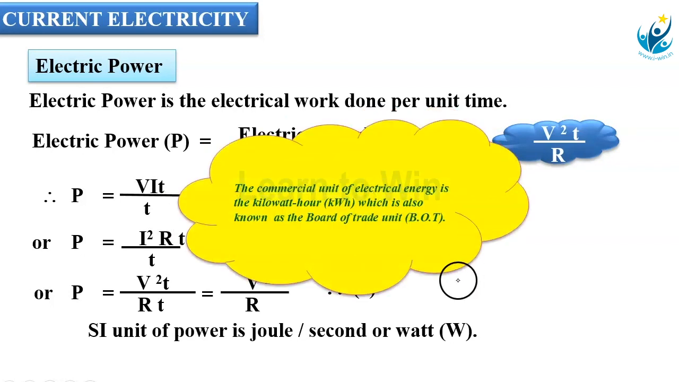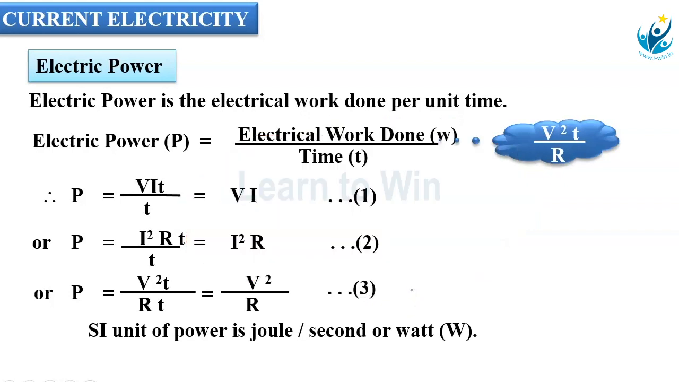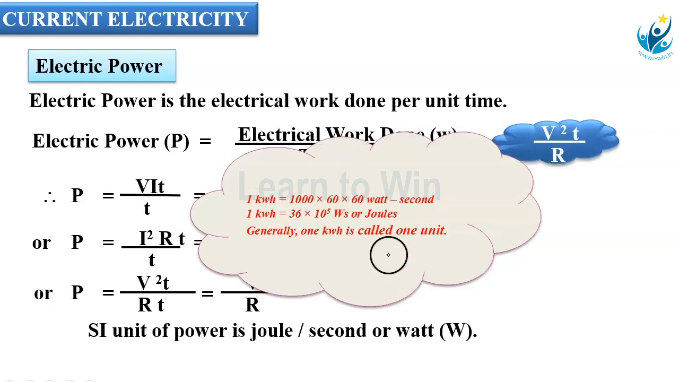Next, SI unit of the power is joule per second, that is watt. The commercial unit of electrical energy is the kilowatt hour, which is also known as Board of Trade Unit, BOT. 1 kilowatt hour is considered as 1 unit. So what is the value of 1 kilowatt hour?